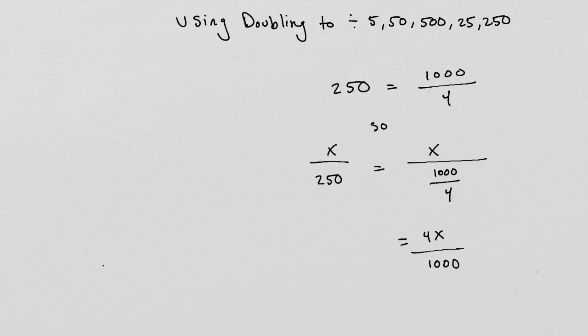I think you guys know where this is going. 250 equals 1,000 divided by 4. So any number x divided by 250 is the same as x divided by 1,000 divided by 4, simply replacing 250 with 1,000 over 4. Those are interchangeable because there's an equal sign here. Inverting this is what we get. So any number divided by 250, we simply double that number twice and then divide by 1,000.